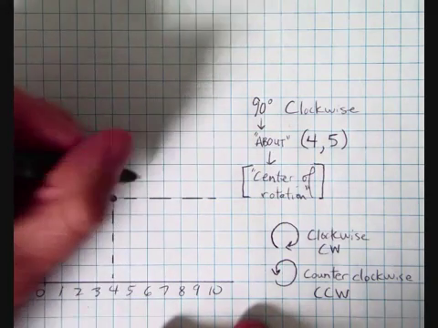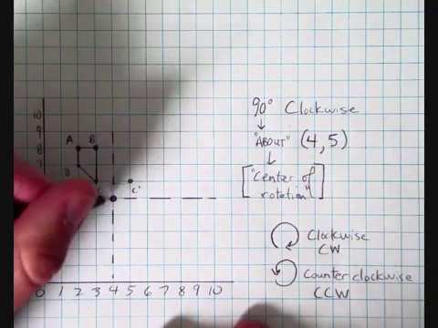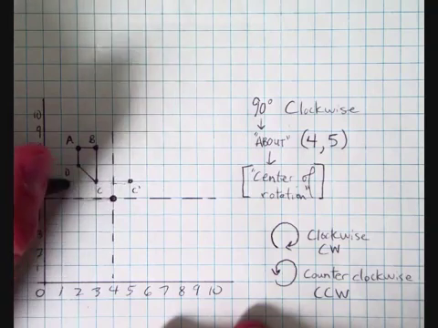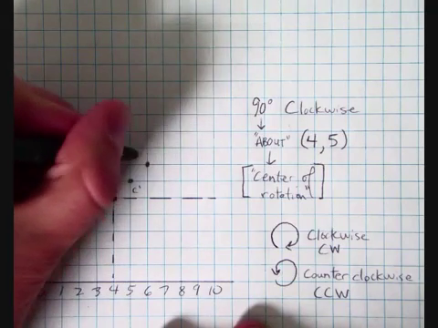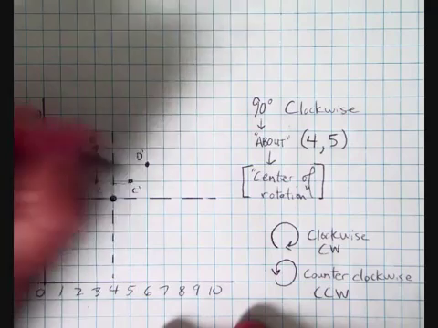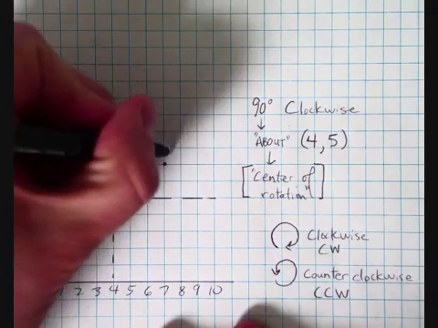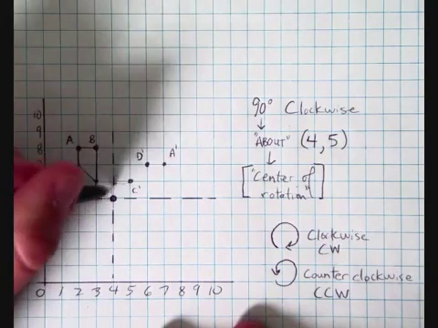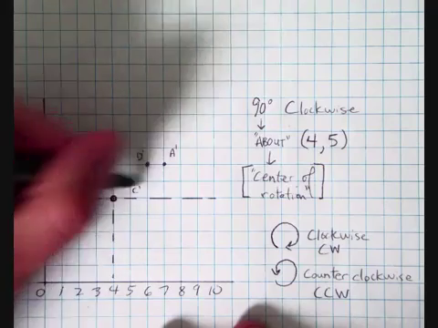So my new C location is right here. We'll call this C prime. D is 2 over and 2 up, so it'll be 2 up and 2 over. That's D prime. A is 2 over and 3 up, so 2 over and 3 over. Sorry, 2 up and 3 over. And then finally B is 1 over and 3 up, so we'll go 1 up and 3 over.